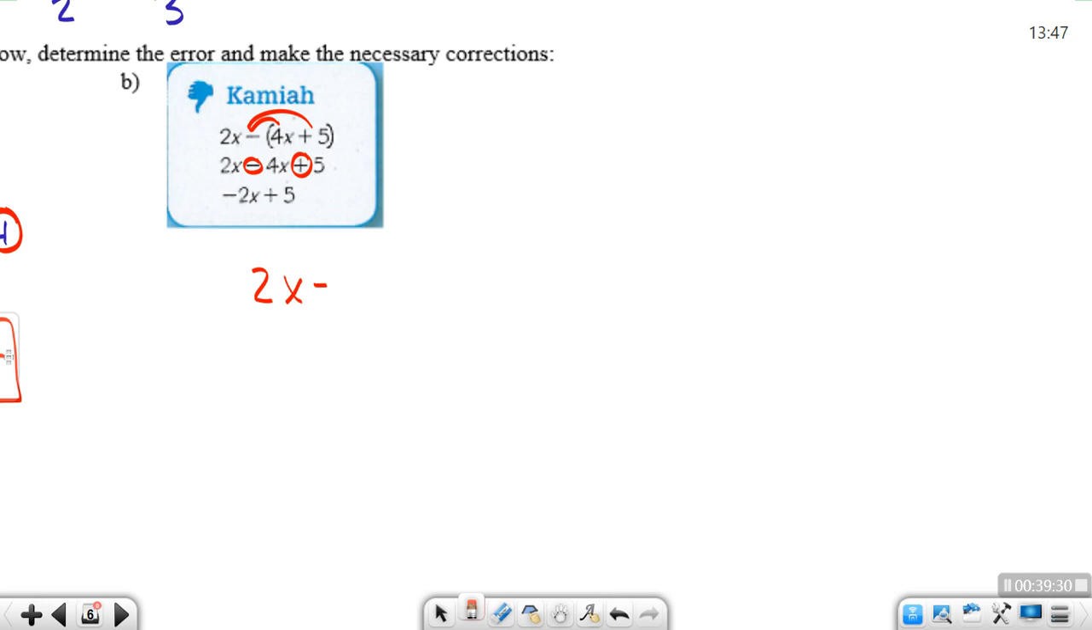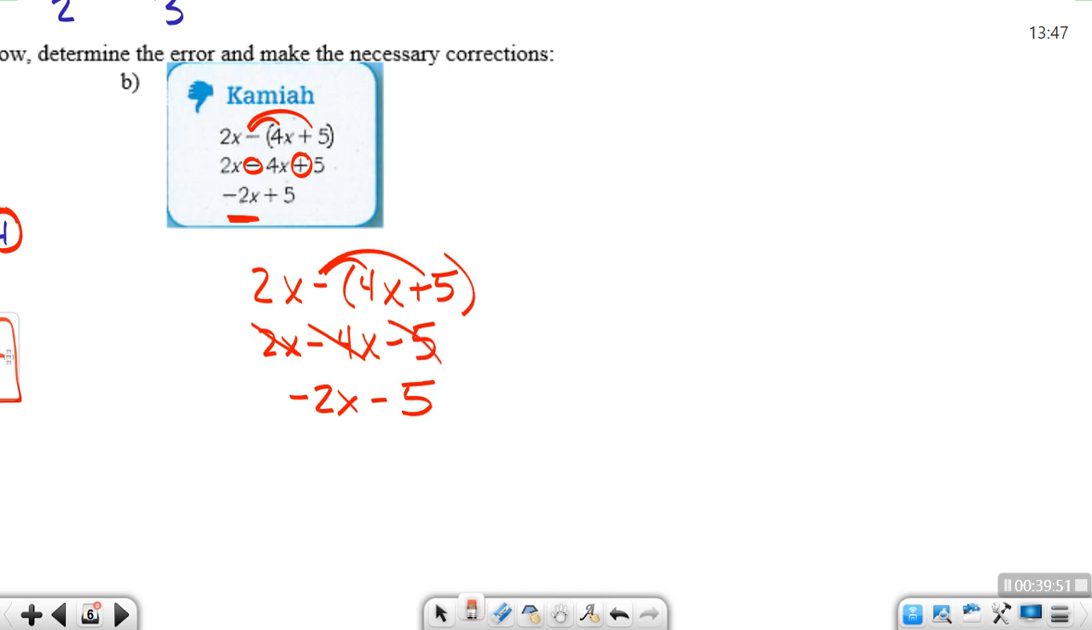So if we're going to do this out correctly, Camilla should have distributed that negative throughout the entire binomial. And then she should have combined like terms. So we have 2x and negative 4x, which is negative 2x, which she did get. She got the negative 2x. But instead of this minus 5 that she should have gotten, she got a positive 5.